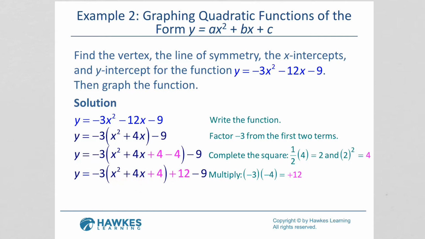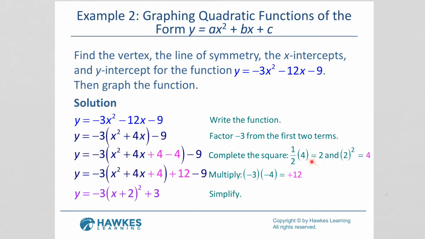And then notice when I pulled this negative 4 out, it became a 12. And the reason is because this negative 3 is here. The number I really have here is negative 3 times negative 4, which is a positive 12. So that comes out as positive 12 minus 9. This leaves me with y equals negative 3 times the quantity x plus 2 squared plus 3.